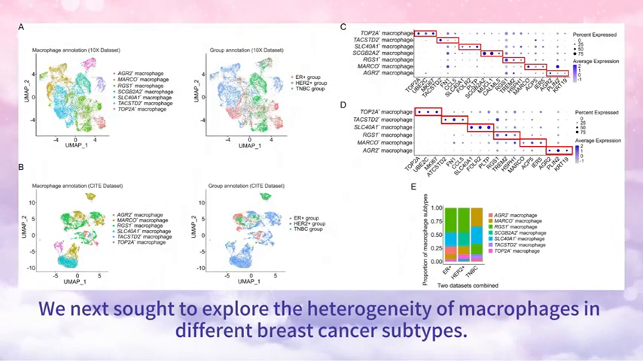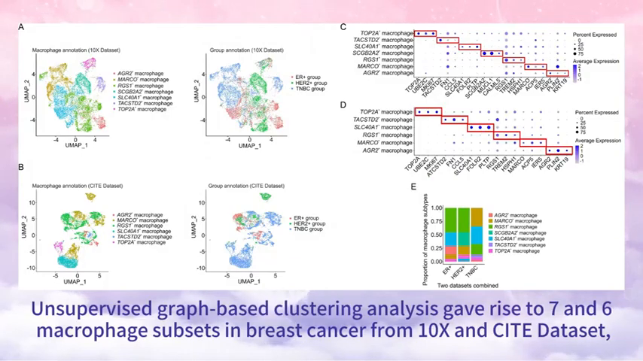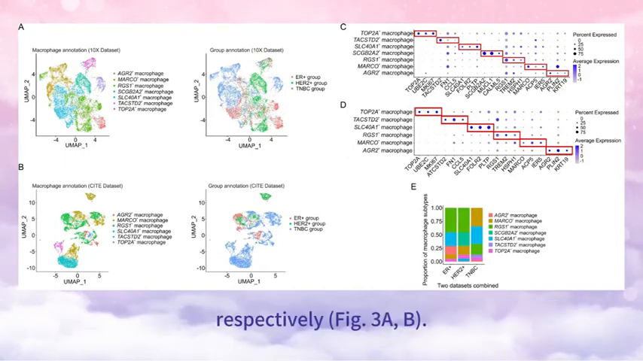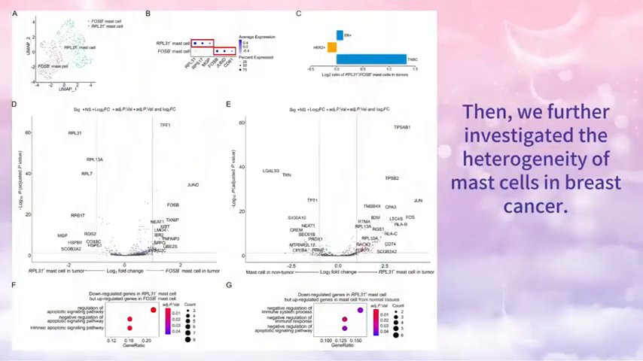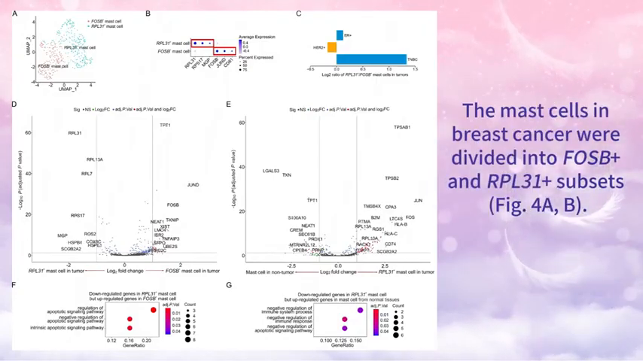We next sought to explore the heterogeneity of macrophages in different breast cancer subtypes. Unsupervised graph-based clustering analysis gave rise to 7 and 6 macrophage subsets in breast cancer from 10X and Smart-seq datasets, respectively. The top 3 marker genes in each subset as well as the proportion of each subset were shown in the figure. Then, we further investigated the heterogeneity of mast cells in breast cancer. The mast cells in breast cancer were divided into FOSB plus and RPL31 plus subsets.